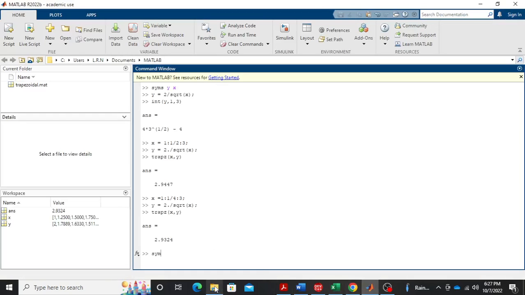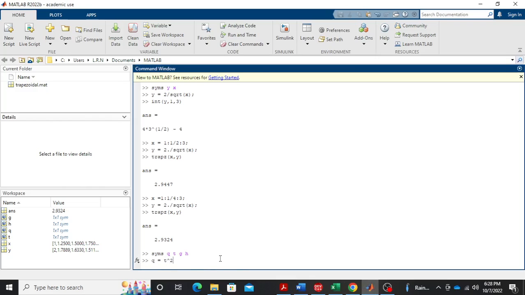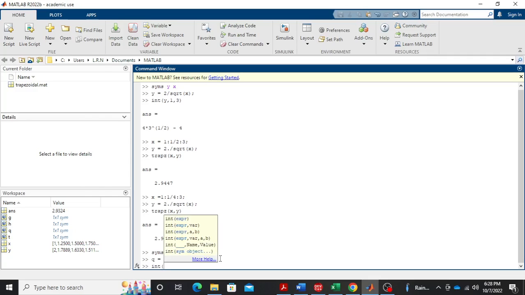So next problem, we have the integral of t squared with limits from 0 to 9. First we will solve it with conventional integration. I included syms here so that I don't have to type it in the later problem. So we have Q equal to t squared. This is the problem we are trying to solve. And the second problem. First we will solve it using conventional integration. Again, type first the lower before the higher limit.